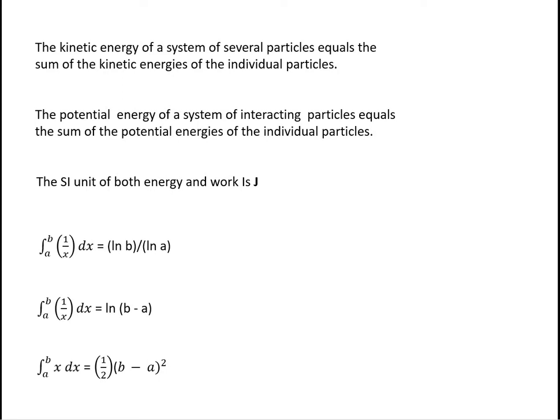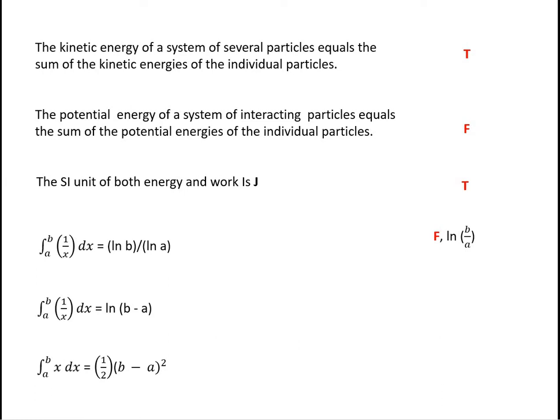So let us give you the answer. The first one is true. Of course, the second one is false. And the SI unit of both energy and work, as you know, is joule. The next one, dx by x, it is log x, but if you put the limit, it should be log b minus log a. So that means log of b by a. So the statement is false.